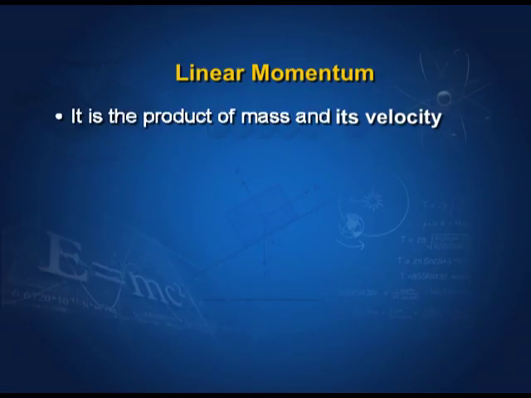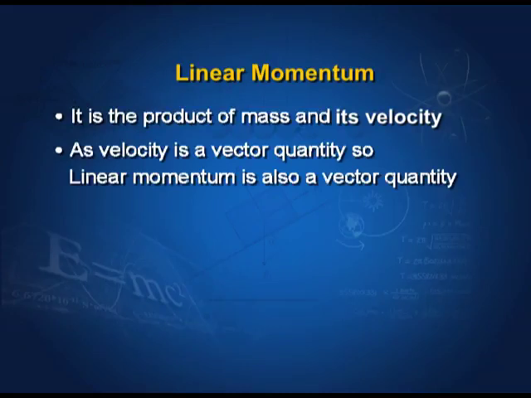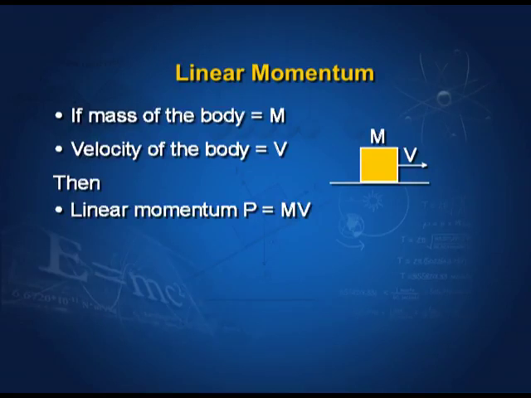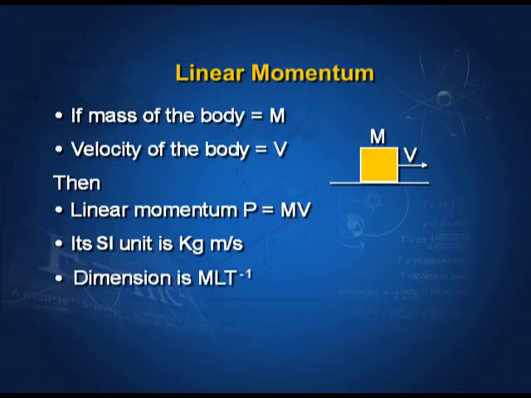Now, we will study linear momentum. It is the product of mass and velocity. Velocity is a vector quantity, so the linear momentum is also a vector quantity. If we have an object of mass m moving with velocity v, then the linear momentum is represented by the symbol p. So, p equals m into v. Its SI unit is kilogram meter per second and the dimension is MLT^-1.